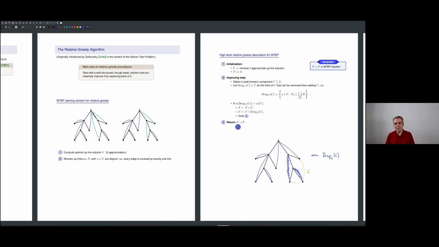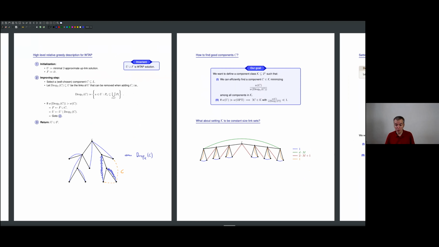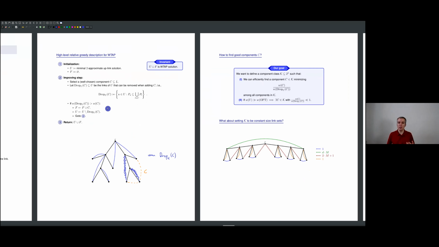So the main invariant, highlighted up here in the box, is that U union F will always be a solution. If you understand the procedure the way I explained it, it should be clear that we only drop stuff if whatever is left is a solution. So that's the main invariant. Of course, the big question is, how do you actually choose that component? How can you choose a component that makes progress?